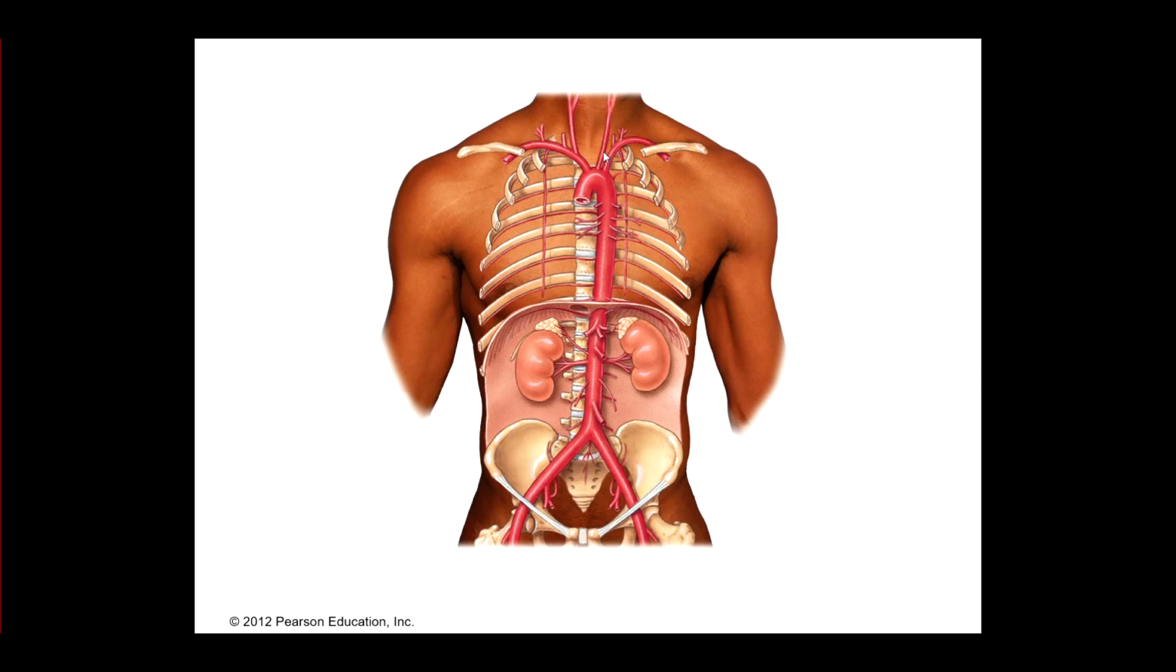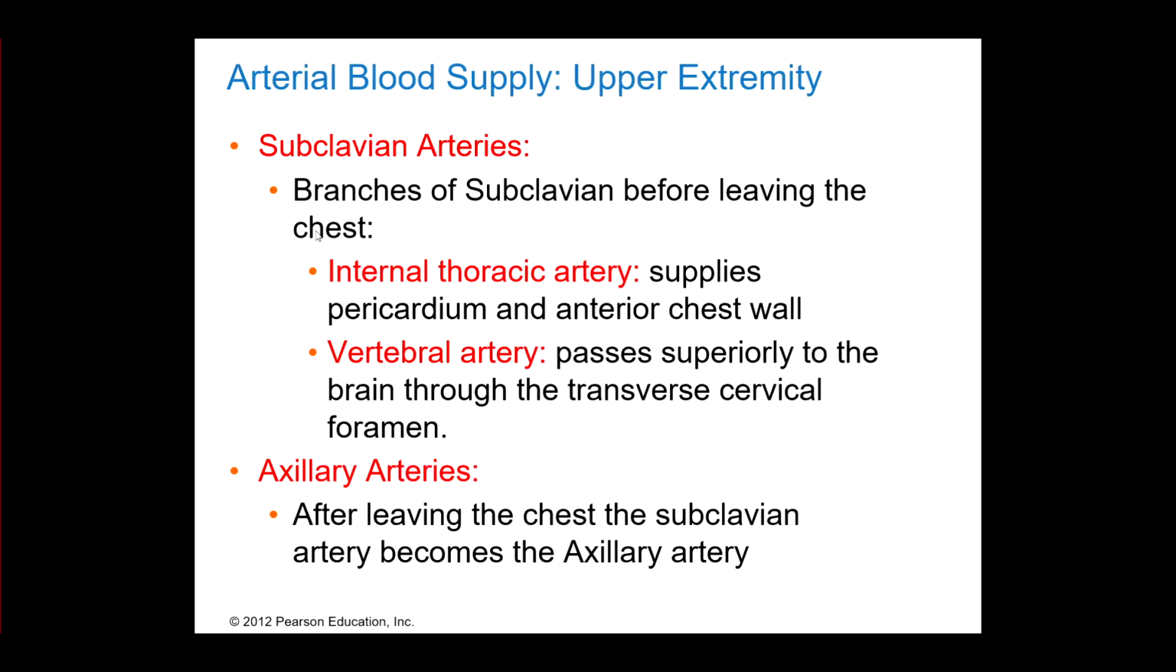Then the second branch was the left common carotid here. And then the third branch was the left subclavian. So these two blood vessels here, the subclavian on the left and the subclavian on the right, are the major feed of blood into the upper limbs. Now there are a bunch of blood vessels that come off of the subclavian. And first of all, sub means below, and clavian pertains to the clavicle. So you would find this right underneath the clavicle.